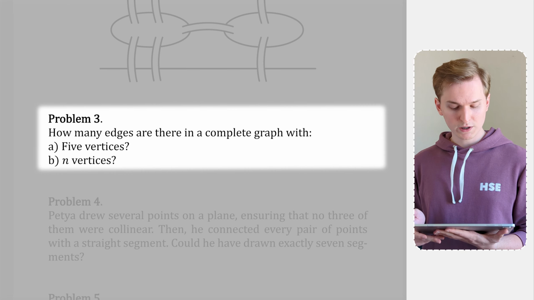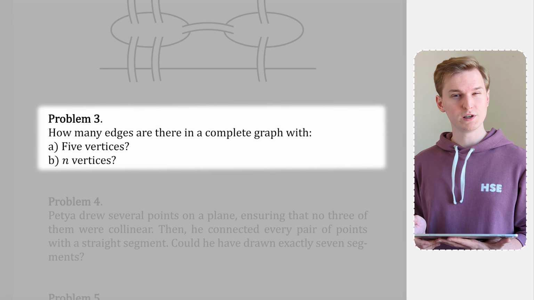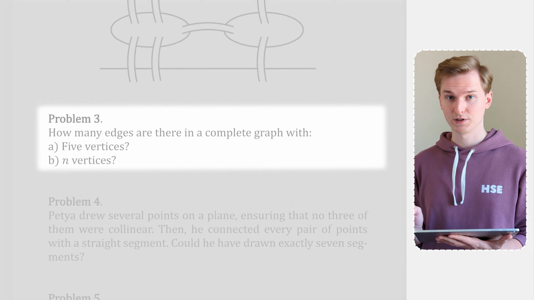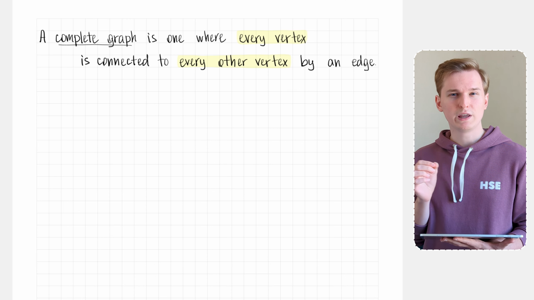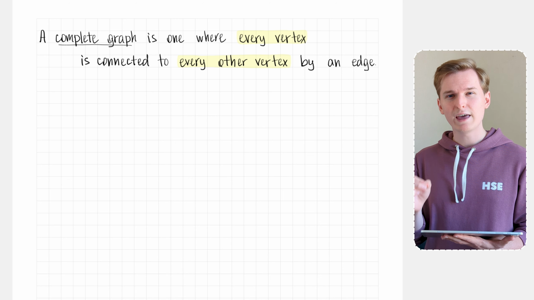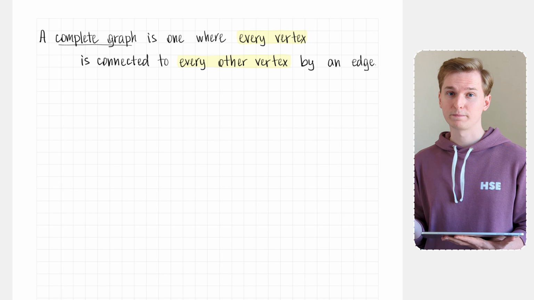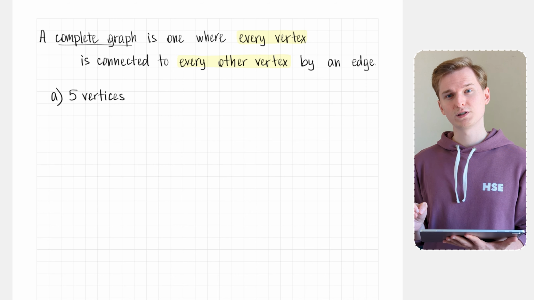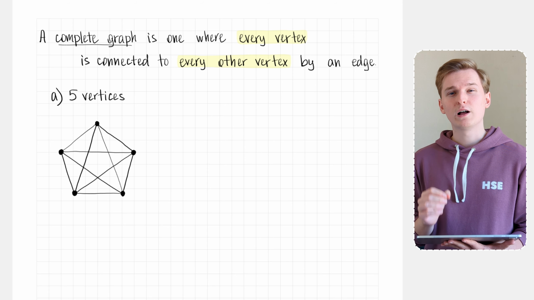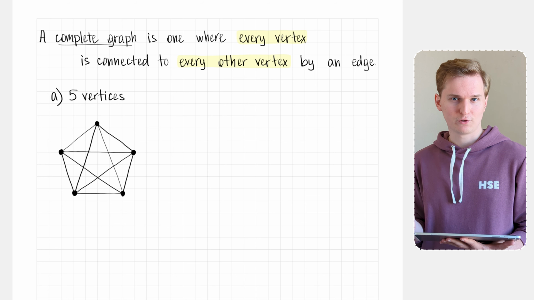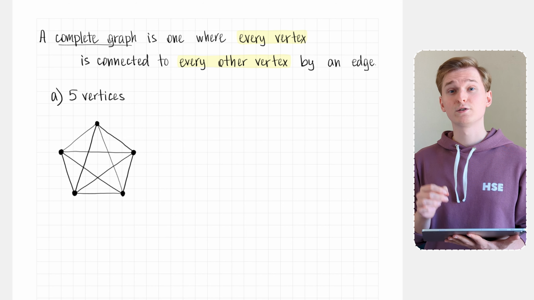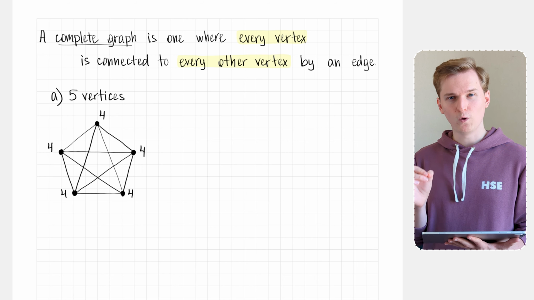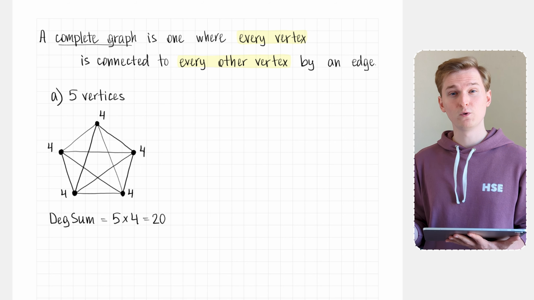In problem 3, we need to determine how many edges exist in a complete graph with 5 vertices and n vertices. A complete graph is one where each vertex is connected to every other vertex by an edge. So, for part A, let's draw a complete graph with 5 vertices and count the edges. Instead of counting manually, let's use the general approach. Each vertex connects to 4 others. There are 5 vertices, so the sum of all degrees is 5 times 4, which is 20.